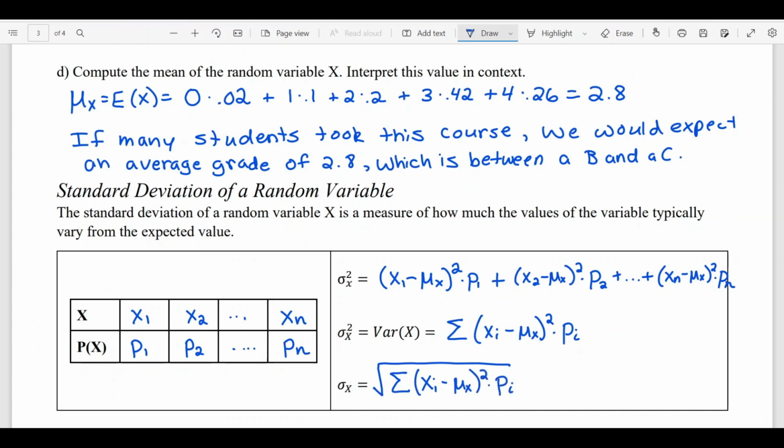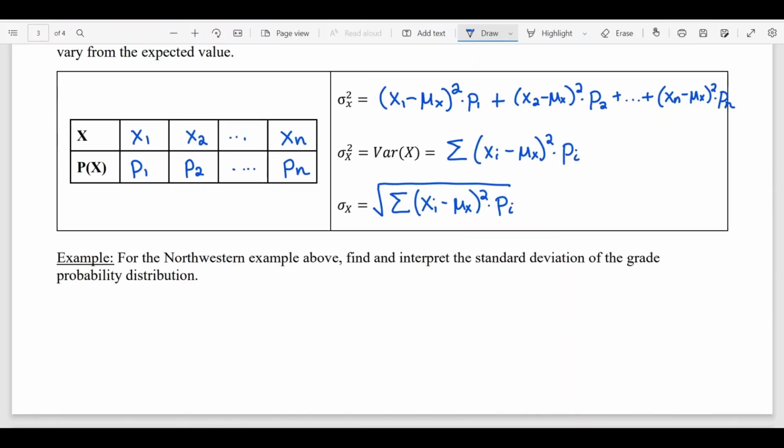And then a quick little demonstration of it for the Northwestern example above. Let's find and interpret that standard deviation. So we're going to start off finding this variance. I'm going to leave off the square root for a hot moment here.